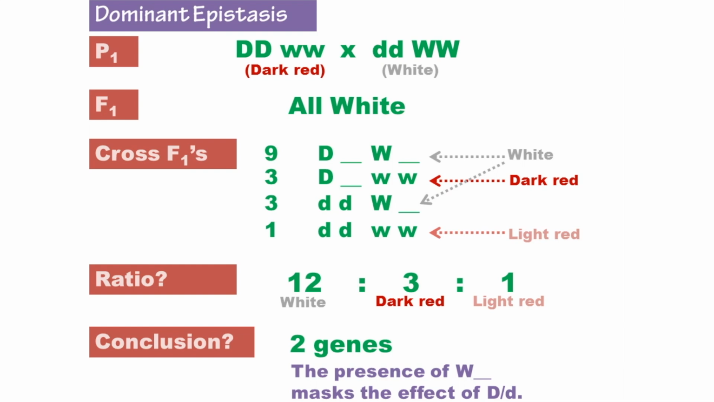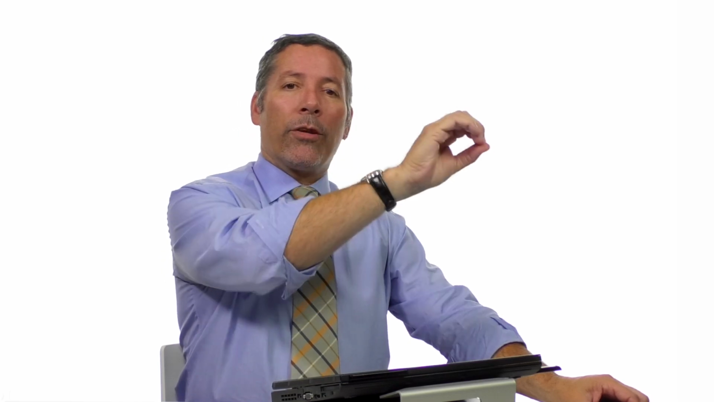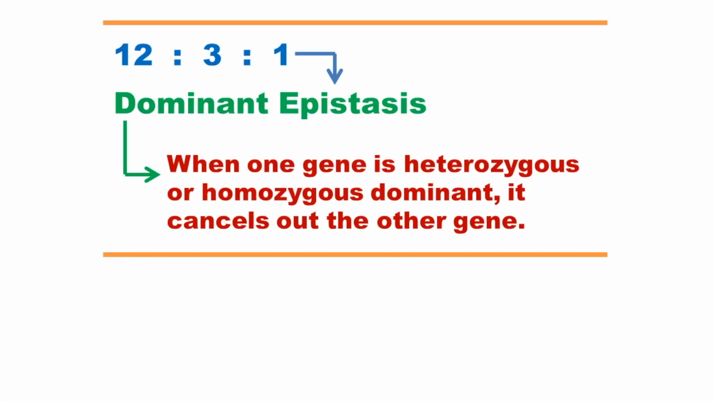But if you don't have at least one dominant allele for that epistatic gene, you've got 2 little W's, now we go to the next one and we see, all right, for the D, what do we show? Well, if you have at least one dominant D, you're going to be dark red. If you have homozygous recessive for the D, you're going to be light red. So now it's like we get to look at a standard Mendelian thing because we're not influenced by the epistatic gene. So if you see a ratio of 12 to 3 to 1 when you have crossed a double heterozygote, we call it dominant epistasis. And when one of the genes is heterozygous or homozygous dominant, it masks the effect of the other one.